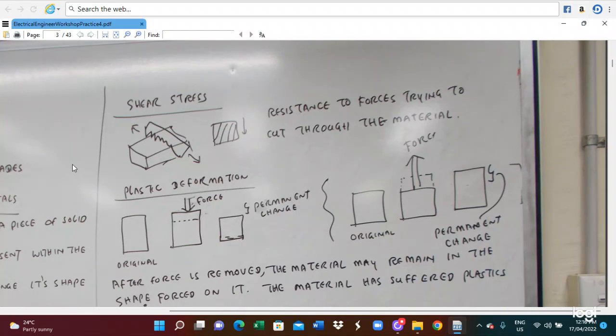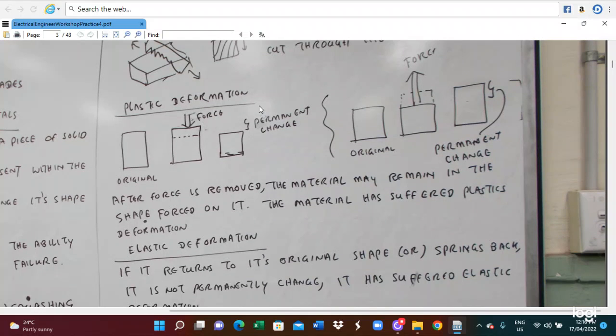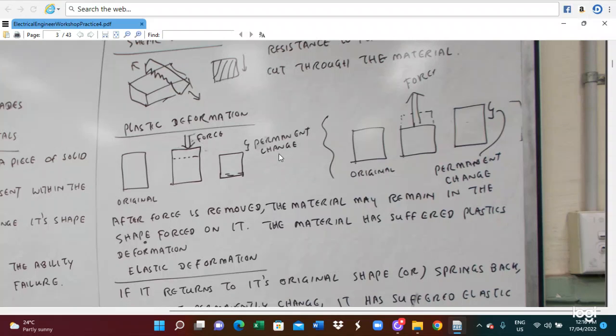And then we also start cutting the metal with the saw. So this is shear stress, the resistance to force trying to cut through the material. Plastic deformation originates here: when you put force on it, there will be a permanent change. But it can go back to original, and this is for the elastic deformation.